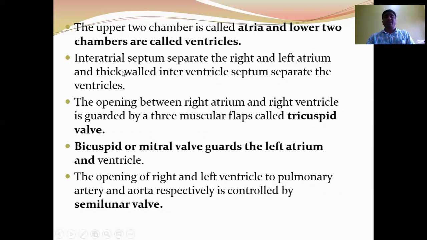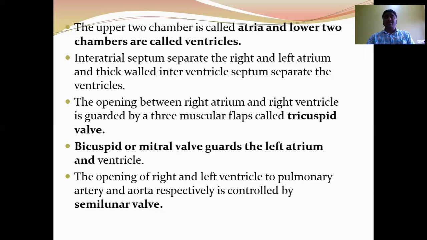Next, the two ventricles. Atria are thin walled structures, and ventricles are thick walled because ventricles are pumping chambers. Still, the wall of the left ventricle is much thicker than the right ventricle because the left ventricle has to pump blood to all parts of the body, but the right ventricle pumps the blood only towards the lungs. The two ventricles are separated by the interventricular septum.